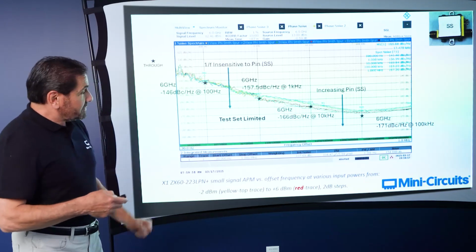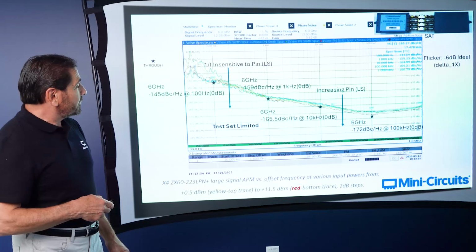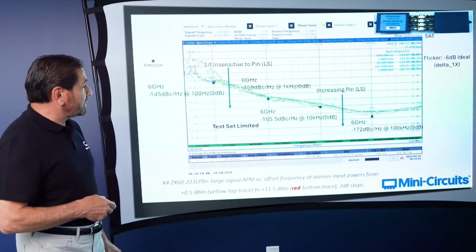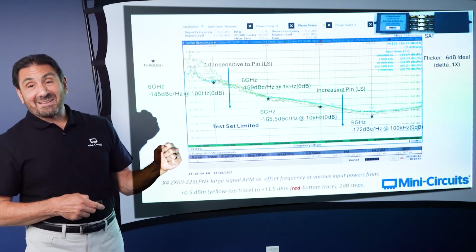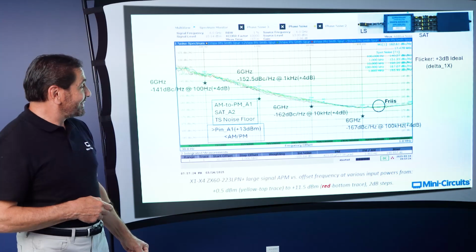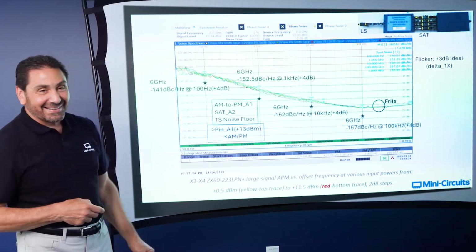Again, here's our reference. Here's our single stage by itself. Here's the times 4 by itself. Now we're going to cascade them. What happens? Oh, look at that. That hurts, right?